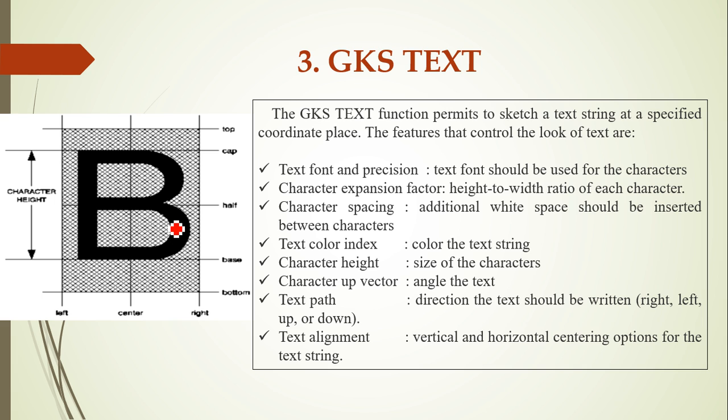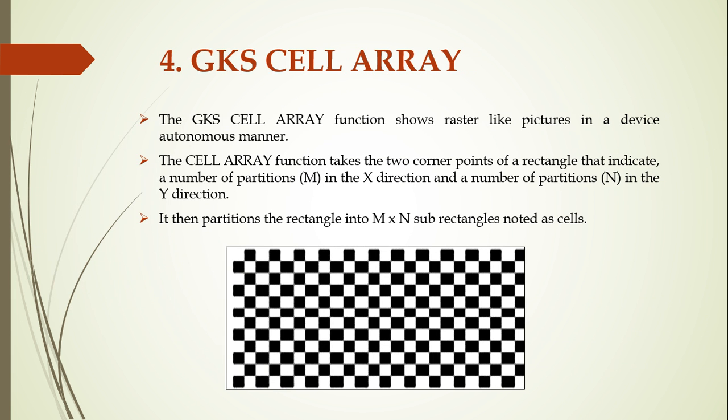Next is GKS cell array. So if you just look into this image, you could visualize an array-like thing, an array which is made up of black as well as white squares, just like a chessboard. So this particular primitive enables rasterization of the image.